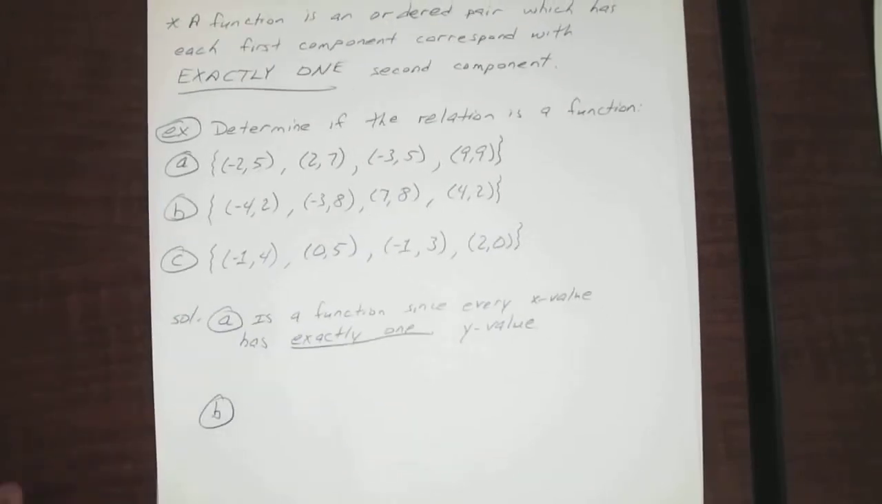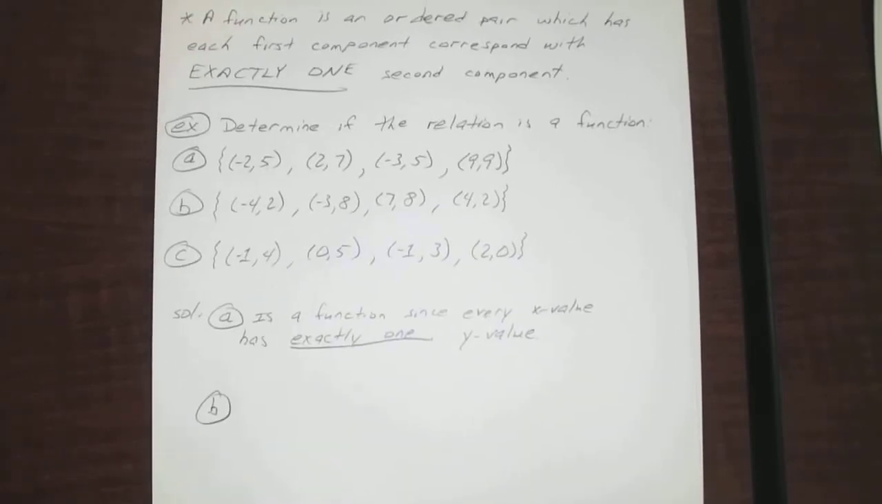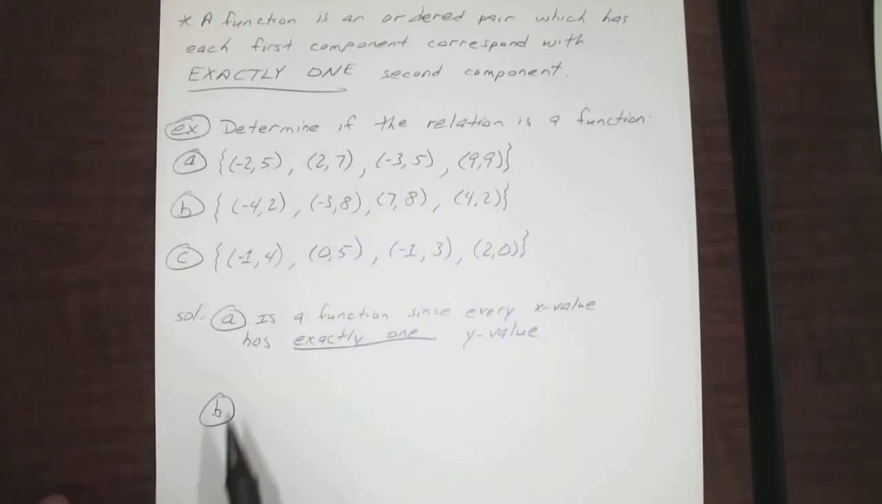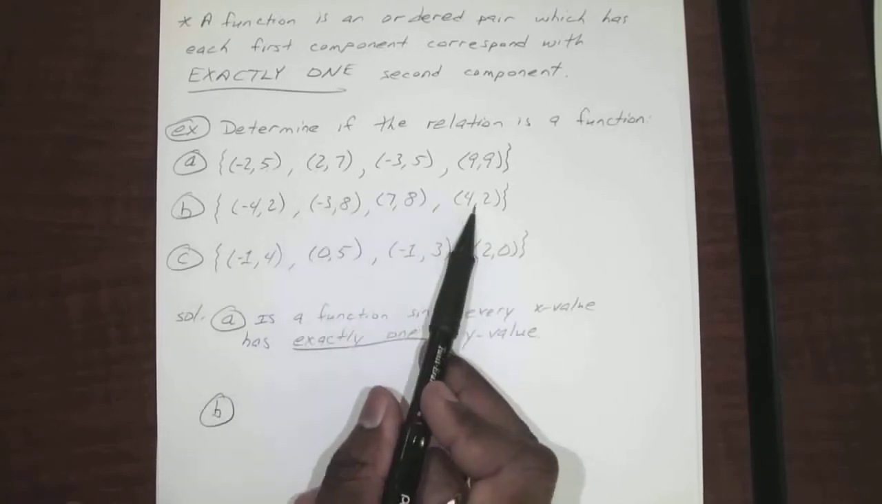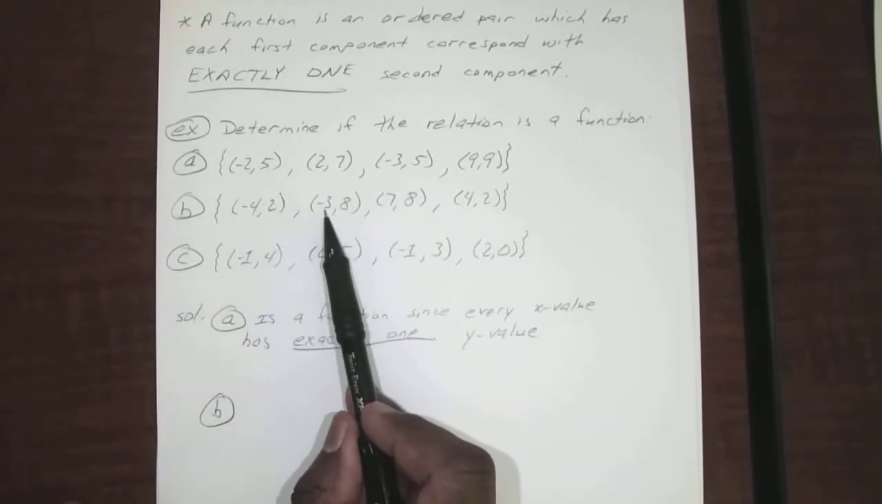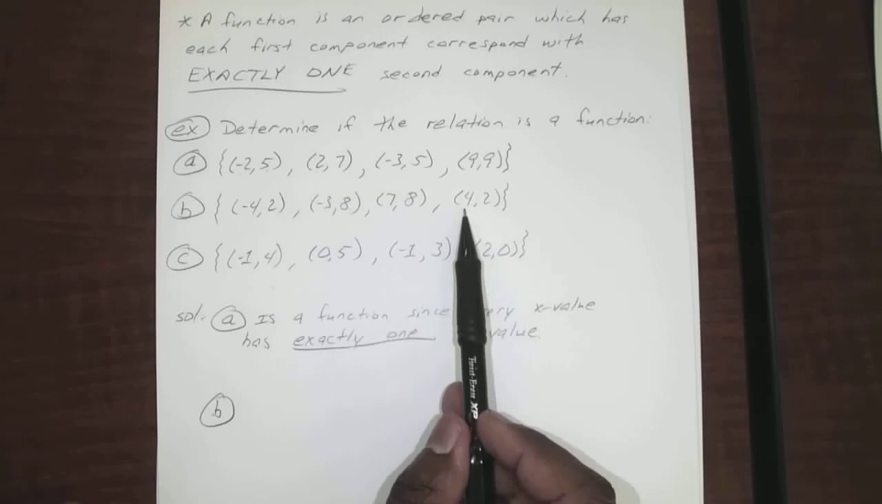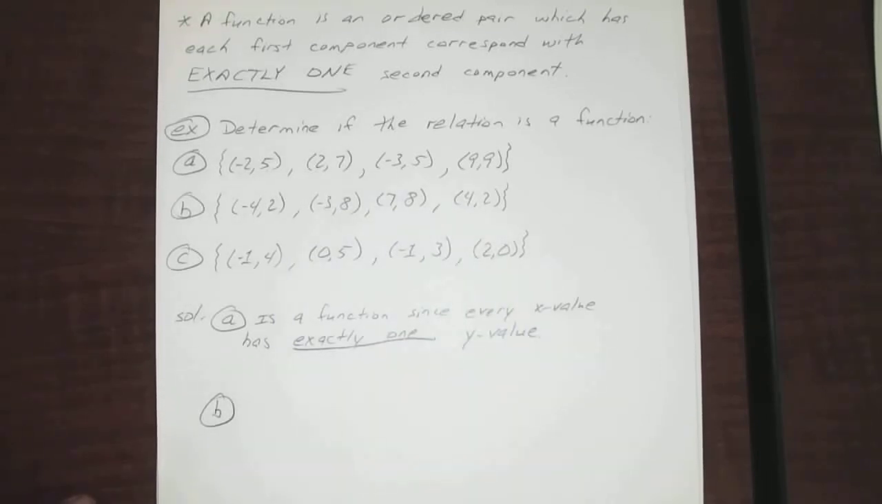Okay, so what about B? Yep, it is a function. Here, -4 only has one y value. Same with -3, same with 7, same with +4. So you only have one y value.